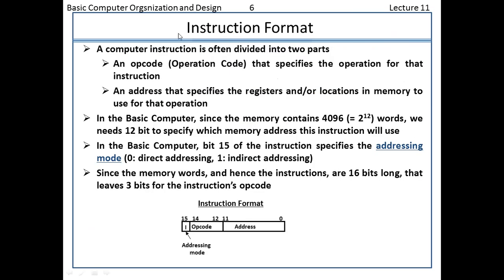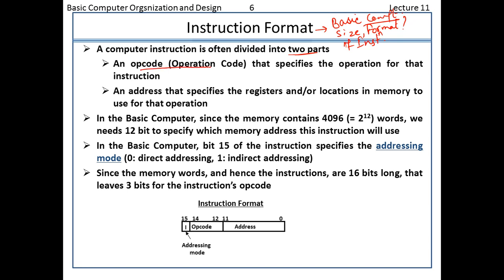So the next point is, as we have already started learning about the instructions, now when we talk about the basic computer, what is the size of the instruction and what is the format, you could say. Let's understand both things in the context of instruction. So basically, a computer instruction is divided into two parts.